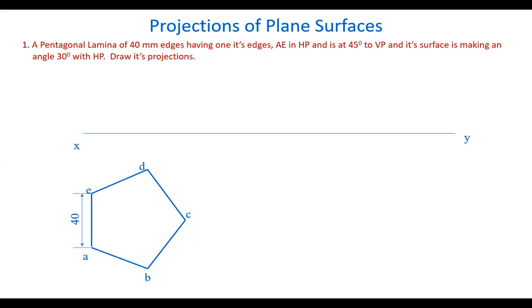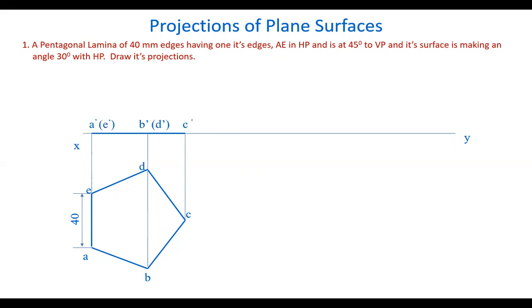Pentagon is drawn such that one edge AE is perpendicular to the reference line because we want this edge AE in the horizontal plane and making some angle with VP. So here, let's take this AE perpendicular to the reference line. Now, mark all the corner points A, B, C, D, E. Now draw the front view, draw projectors, and here the front view is drawn. Front view points are marked.